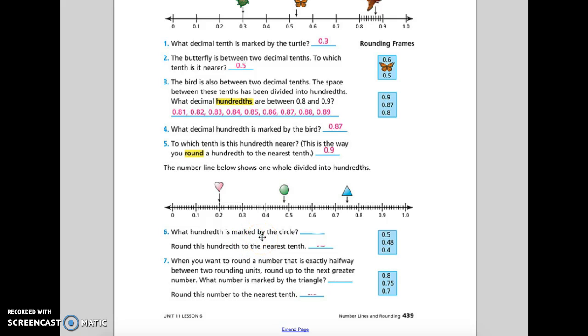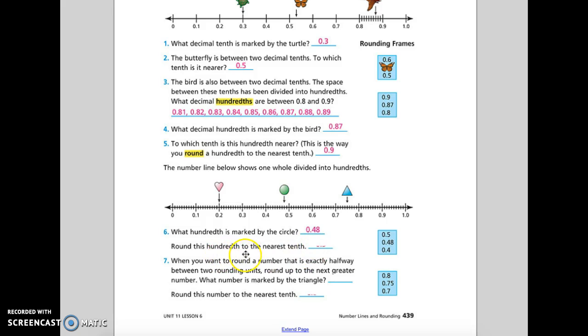What hundredth is marked by the circle? Okay, so right now, again, these big numbers are tenths. They want to know what hundredth is written here. So I know that the 4 is going to be in the tenths spot because it's between the 4 and the 5. And I've got to count them over really carefully. So we've got 41 hundredths, 42, 43, 44, 45, 46, 47, and 48 hundredths. So I'm going to say that the ball is at 48 hundredths.